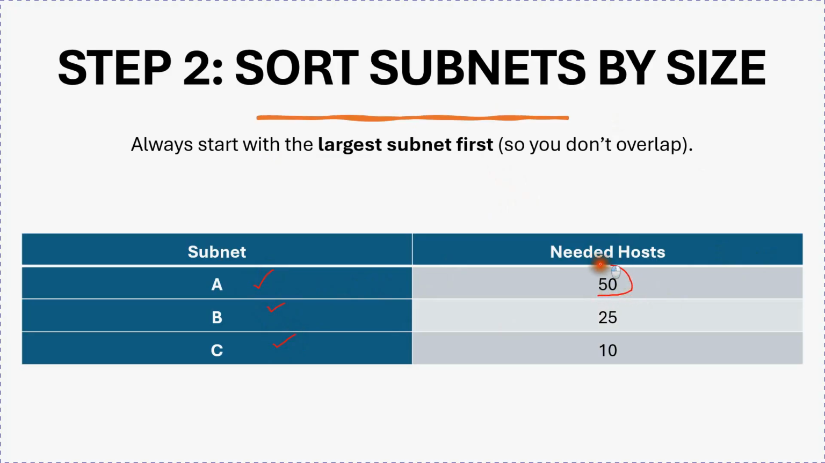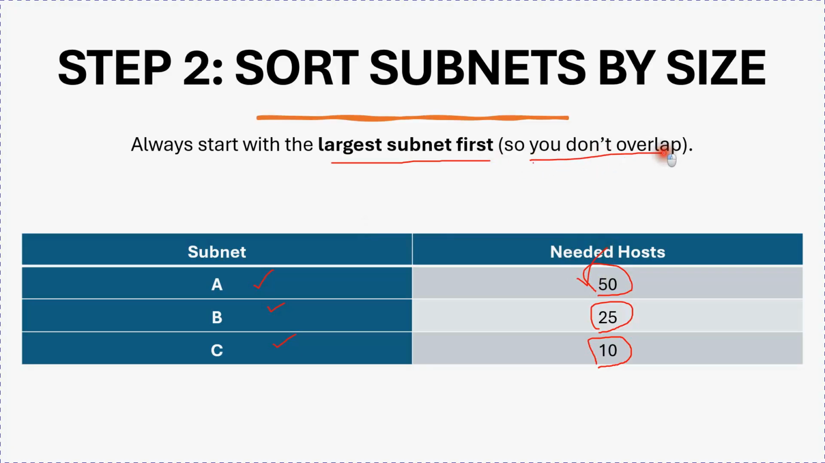First network, it takes 50. Second network, it must have 25 devices, 25 IPs. Third network, we need to assign 10 IPs. So what is an easy rule? Always start with the largest subnet first. So here you must go with the largest one to avoid overlapping.